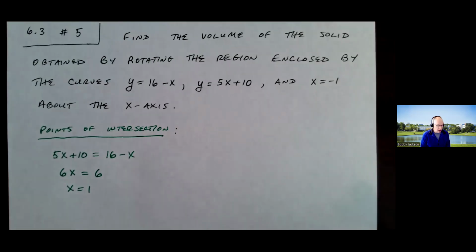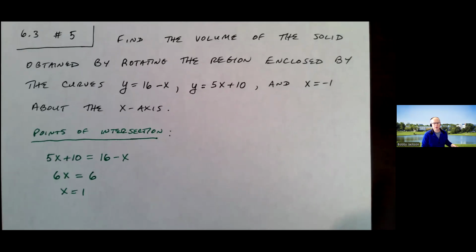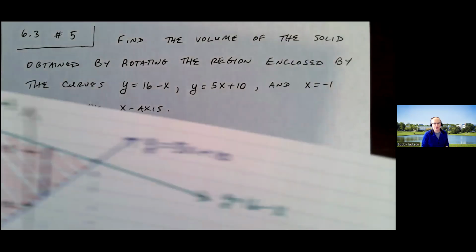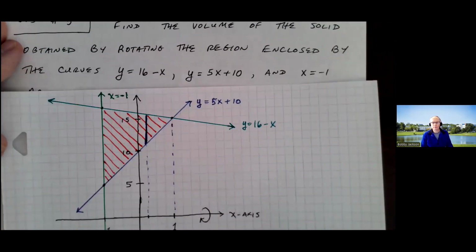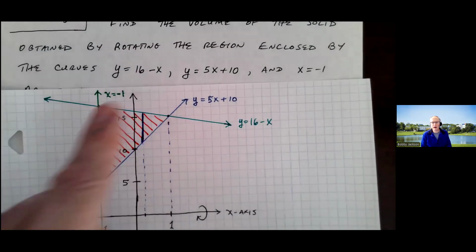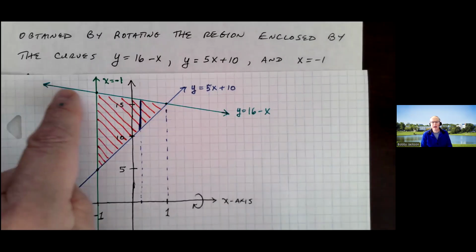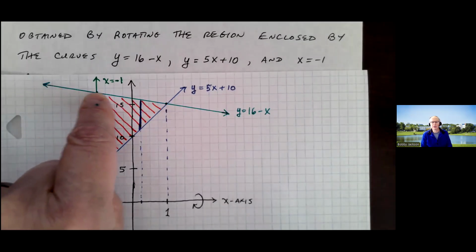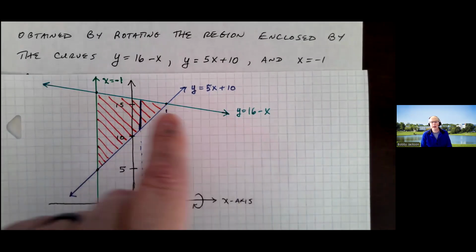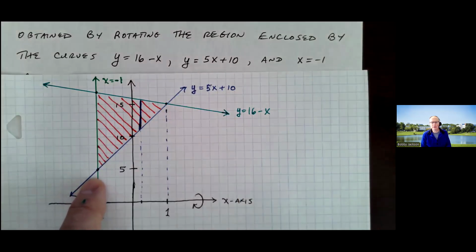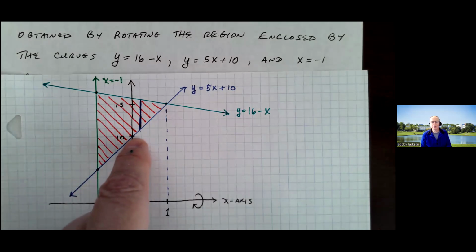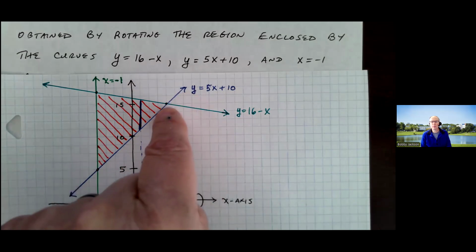So it's always important to graph this region, and that's what I've done, as carefully as I could here a little bit on graphing paper. I want to show you what I have here. So we have the graph of 16 minus x here, right? It passes through the y-axis at y equals 16. And y equals 5x plus 10 is a line of slope 5 passing through the y-axis at y equal 10 there. And there's that point of intersection.